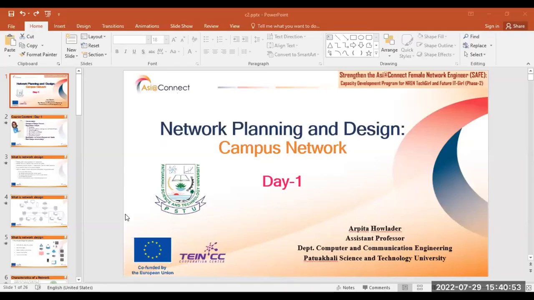And our instructor today is Orpita Havladar, Assistant Professor, Department of Computer and Communication Engineering, Potagali Science and Technology University. She has completed her Bachelor of Science in Computer Science and Engineering from Potagali Science and Technology University, and she has also completed her MS Engineering from the Computer Science and Engineering Department, Dhaka University of Engineering and Technology, DUET. She is currently working as an Assistant Professor in the Department of Computer Communication Engineering, Potagali Science and Technology University.